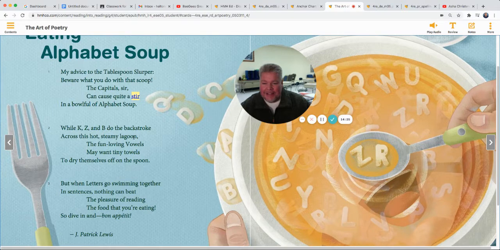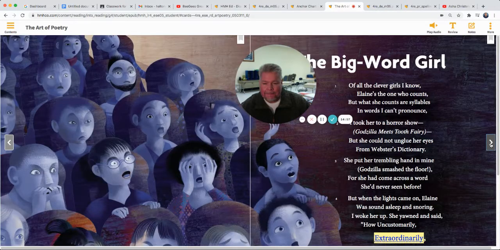Across this hot, steamy lagoon, that's another metaphor. It's calling a bowl of soup a hot, steamy lagoon. Fun-loving vowels may want tiny towels, personification again, to dry themselves off on the spoon. When letters go swimming together in sentences nothing can beat, the pleasure of reading the food that you're eating. So when these letters form little sentences or little words, nothing can beat it. So dive in and bon appetit. It means enjoy your meal. I like that poem.